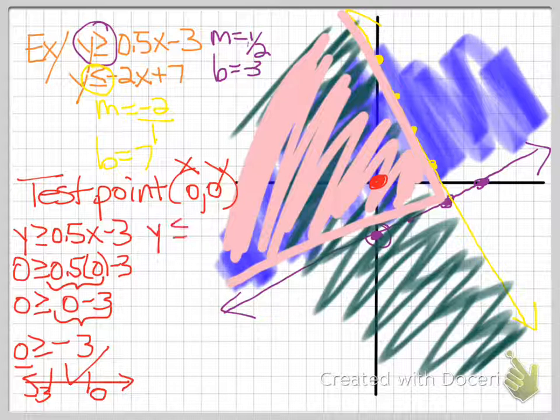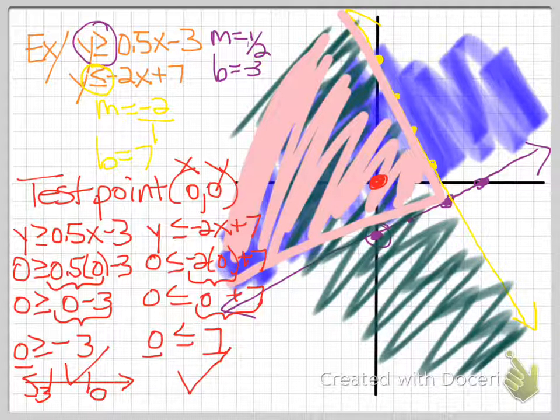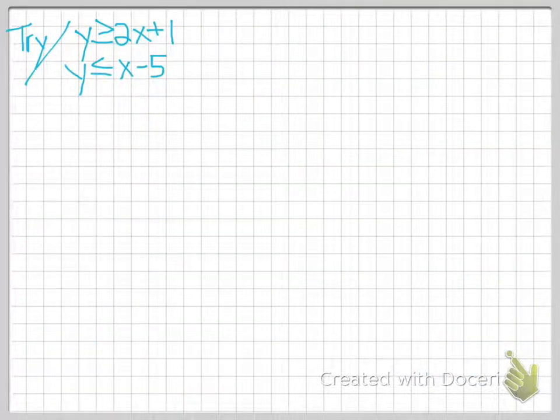y less than or equal to negative 2x plus 7. I'm going to plug 0 in for both. Negative 2 times 0 is 0. Bring everything else down. 0 plus 7 is 7. And is 0 less than or equal to 7? Why, yes it is. So our solution is correct. Go ahead and try the following.